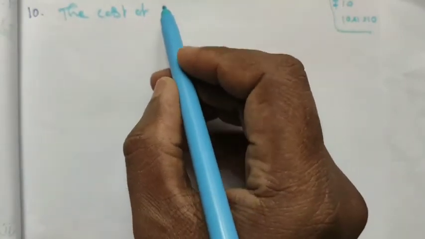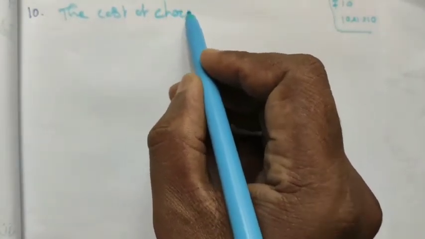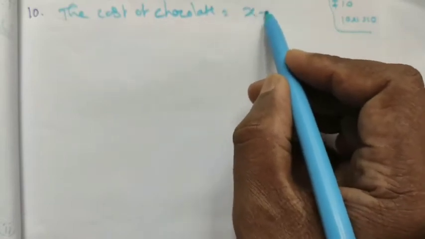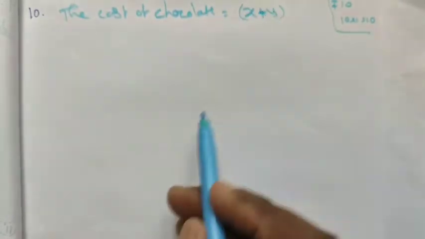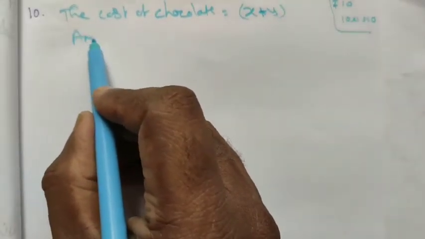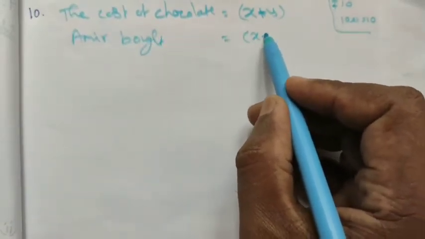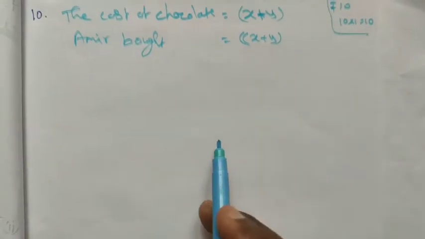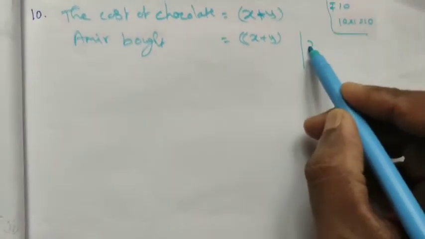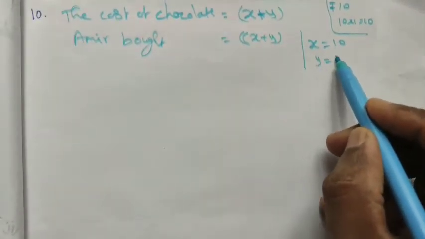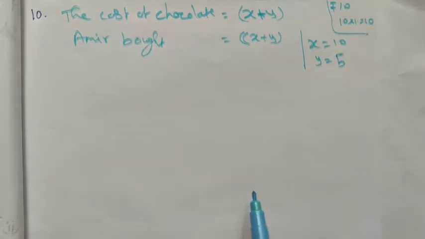The cost of chocolate is equal to x plus y. Amir brought x plus y chocolates, right? And then here x is given as 10, y is equal to 5. The values are given, right?